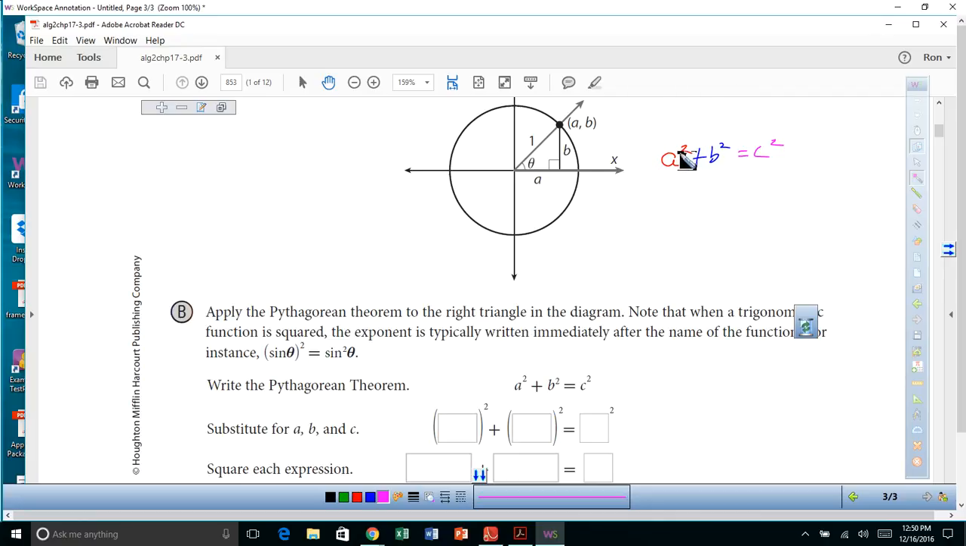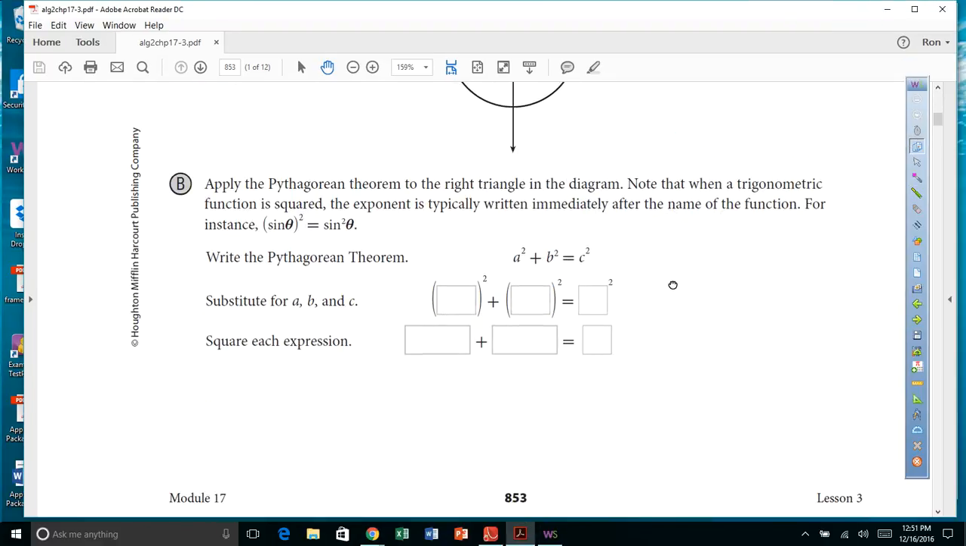Well, a squared is, well, that's the x value, right? So that's going to be cosine theta squared. And then the b, that's the y, right? That's going to be plus sine theta squared equals, and then c squared, that's this right here, right? That's the radius, and that's 1. So it's going to be 1 squared. So you end up with cosine squared theta plus sine squared theta equals 1 squared.